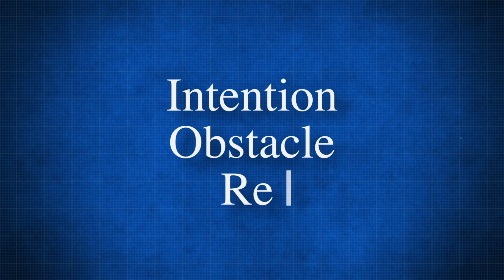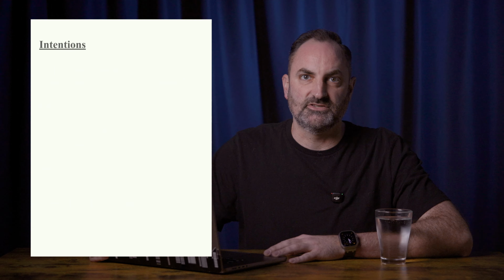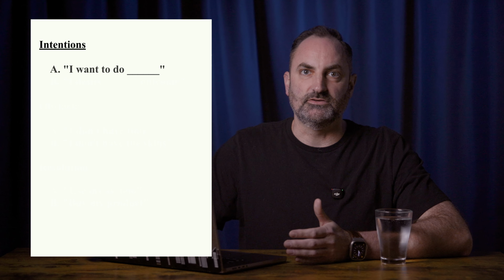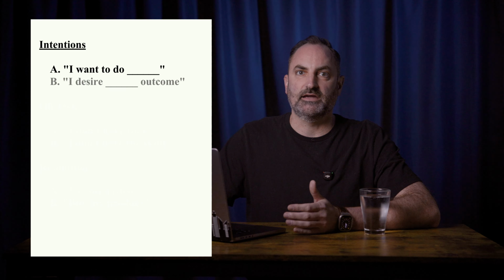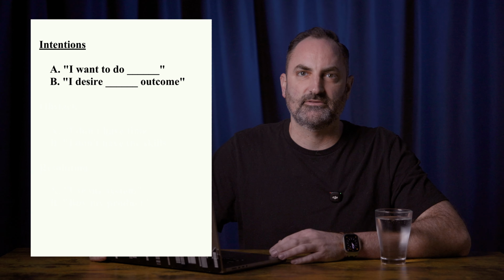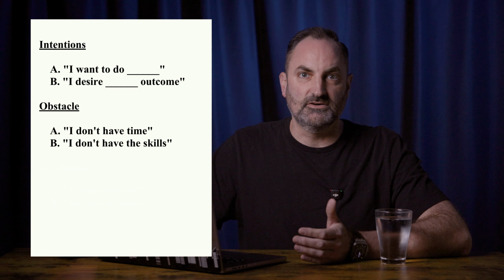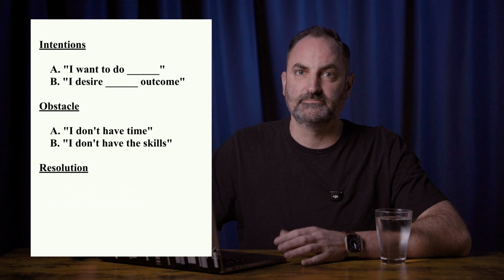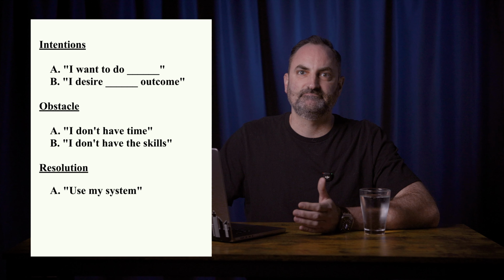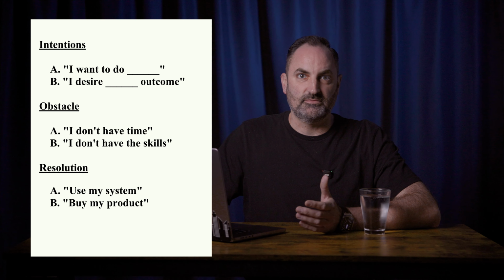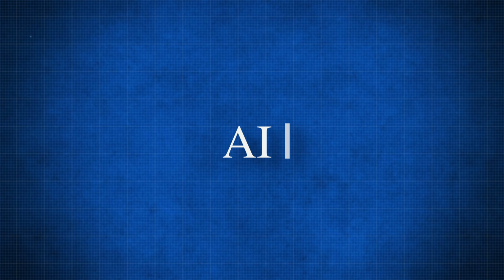The first is IOR. IOR stands for Intention, Obstacle, and Resolution. Sounds pretty straightforward, right? First, we'll set our intention. For a couple of examples, I want to do this, or I desire this outcome, so on and so forth. Now, what's the obstacle? I don't have time. I don't have the skills. Now, what's the resolution? I created a system to streamline, or I have a product that solves all of my problems. Got it?